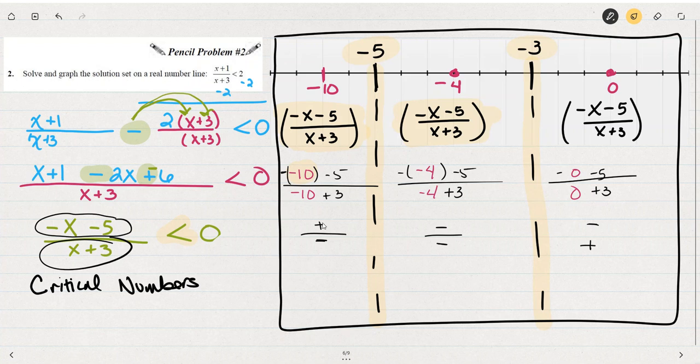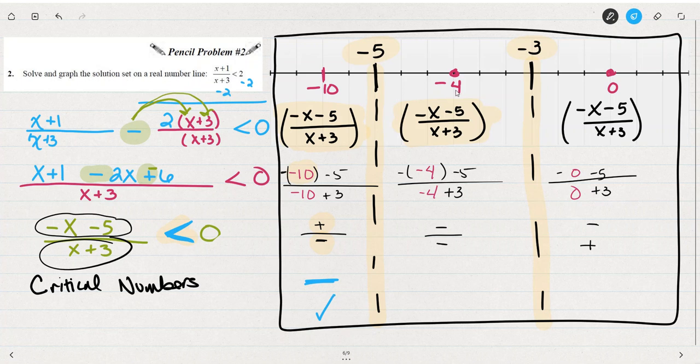10 minus 5 is positive. And then negative 10 plus 3 is negative. So what does that turn out to give us? It gives us a negative value. And since we're looking for negatives, it looks like this is included in our solution set.